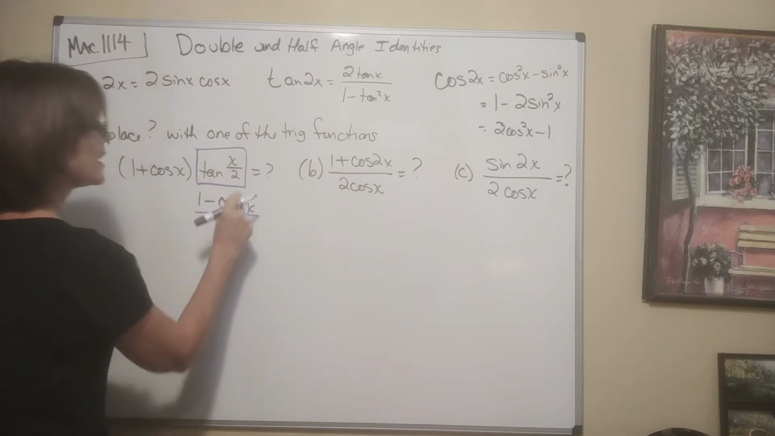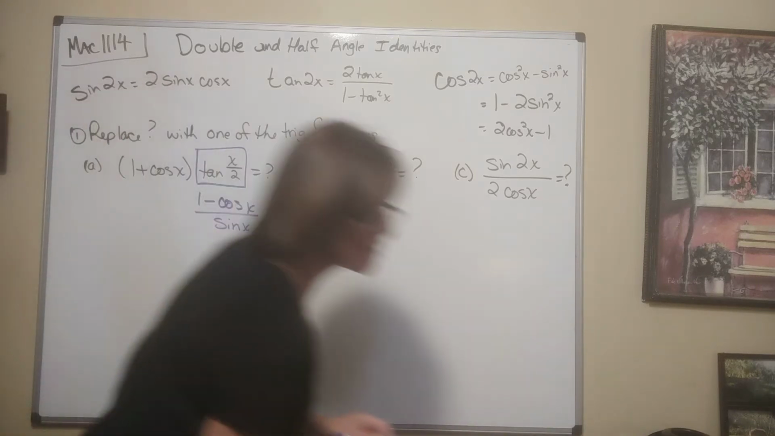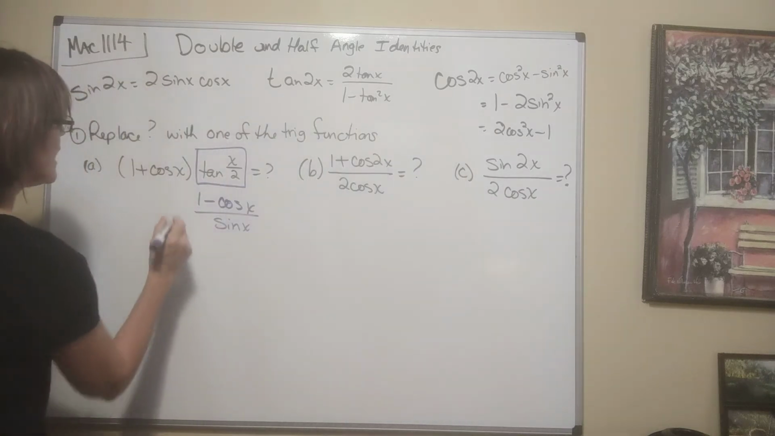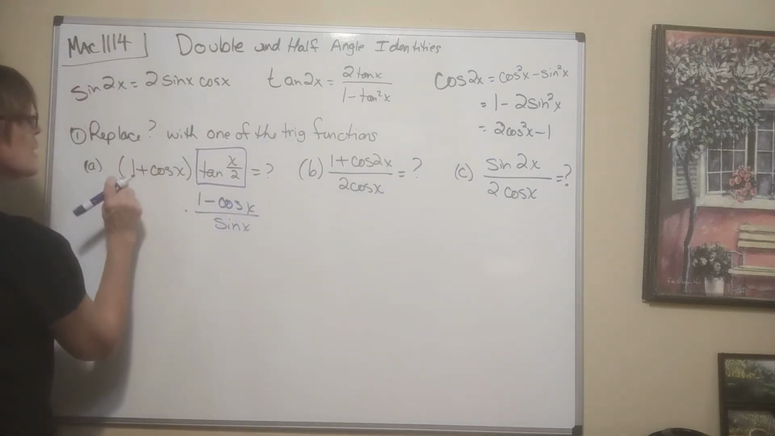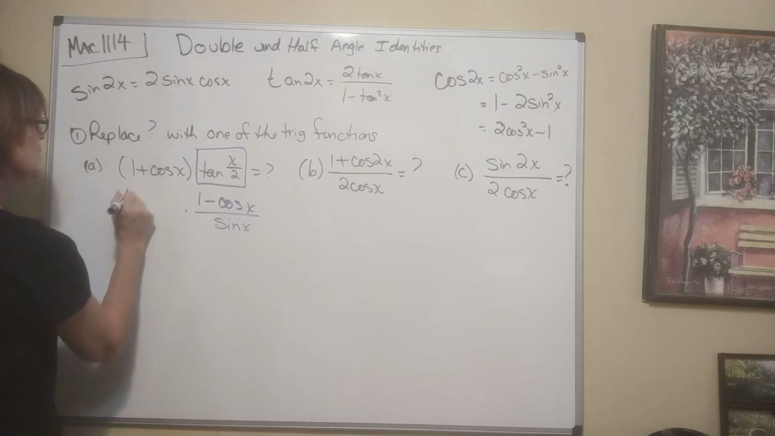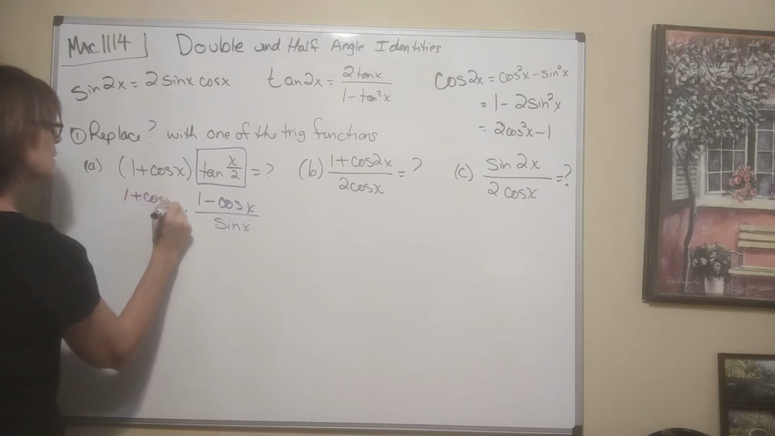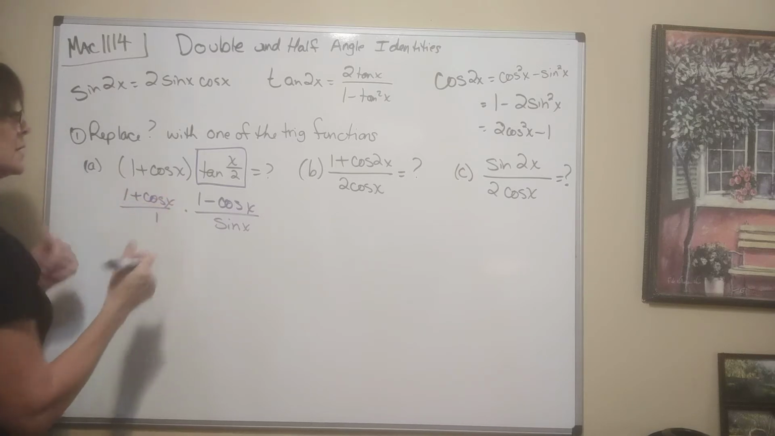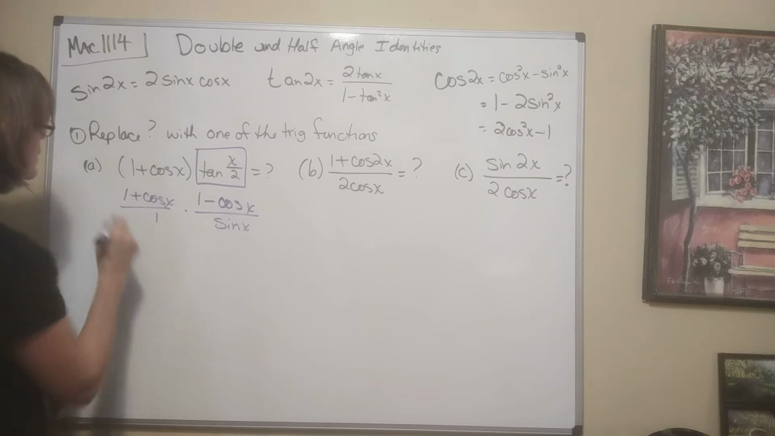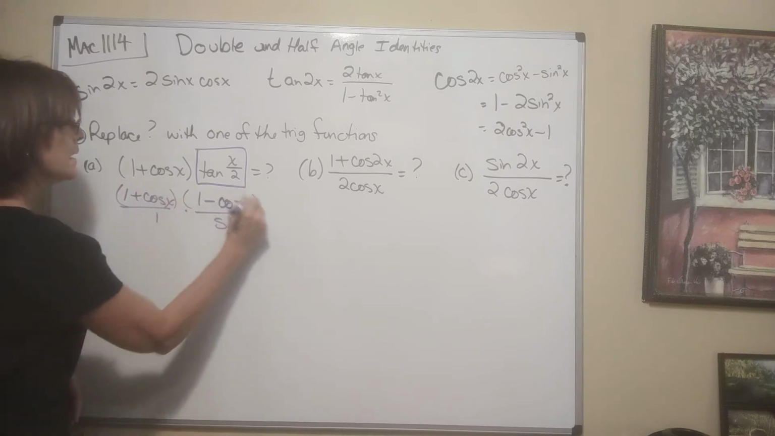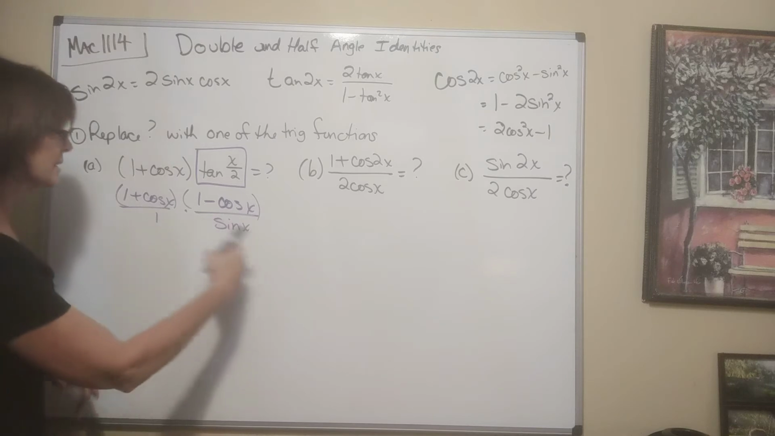So this is not a double angle identity. This is a half angle identity for tangent. All right. And so if I want to write 1 plus cosine of x, that it's being multiplied by, over 1 to make it look like a fraction, I certainly can. And so what I'm going to do now is just multiply these numerators together and the denominators together.